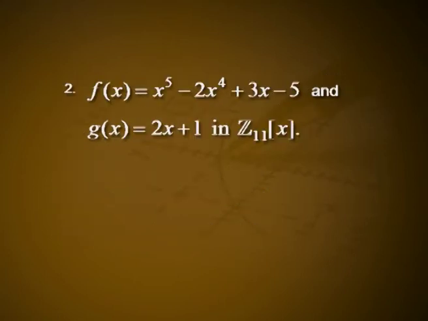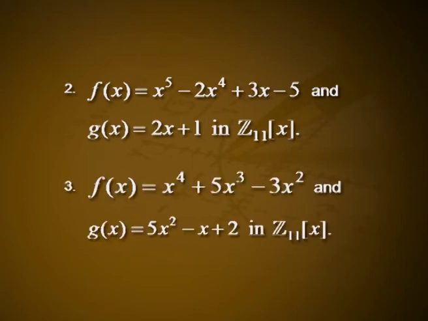Question number 2. f(x) equals x^5 - 2x^4 + 3x - 5 and g(x) equals 2x + 1 in Z11[x]. Question number 3. f(x) equals x^4 + 5x^3 - 3x^2 and g(x) equals 5x^2 - x + 2 in Z11[x].